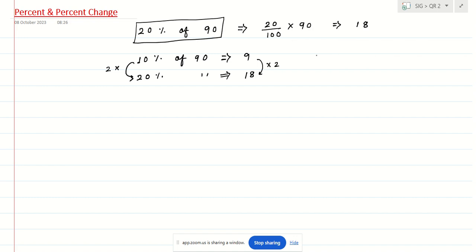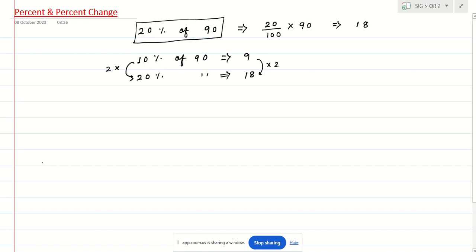So finding the 10% and keeping it at the back of our mind, and then finding the remaining percentages, the multiples of 10%, is much more effective. You can do it in the mind itself, without using pen and paper.